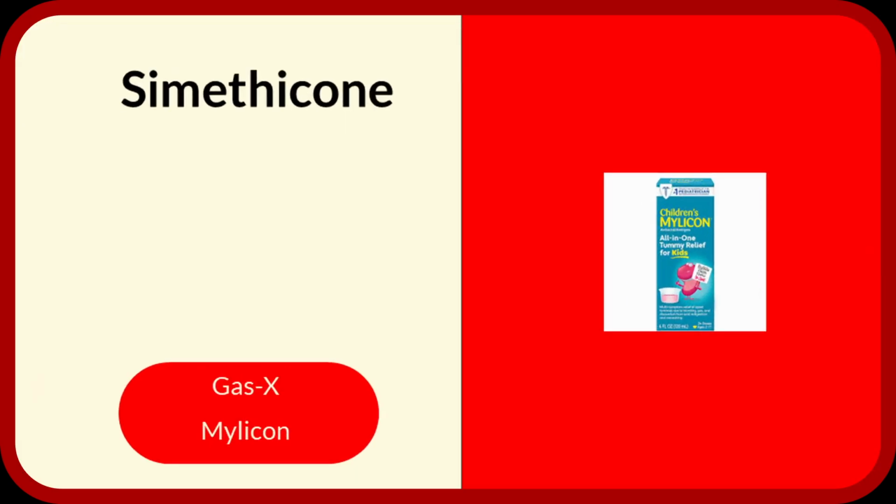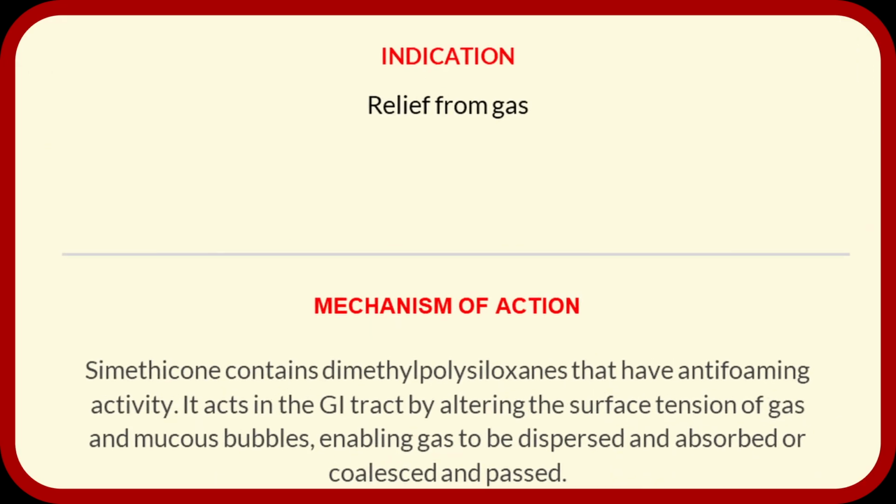Simethicone, with brand names like Gas-X or Mylicon, is used for relief from gas. Simethicone contains dimethyl polysiloxanes that have antifoaming activity. It acts in the GI tract by altering the surface tension of gas and mucus bubbles, enabling gas to be dispersed and absorbed or coalesced and passed.